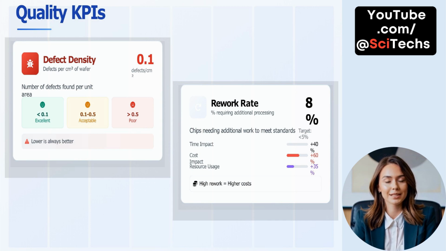Here, the defect density is right at 0.1, on the border between excellent and acceptable. Lower is always better, as fewer defects increase yield and reduce scrap.